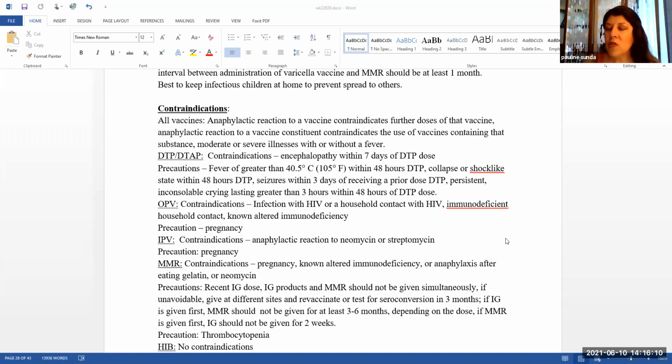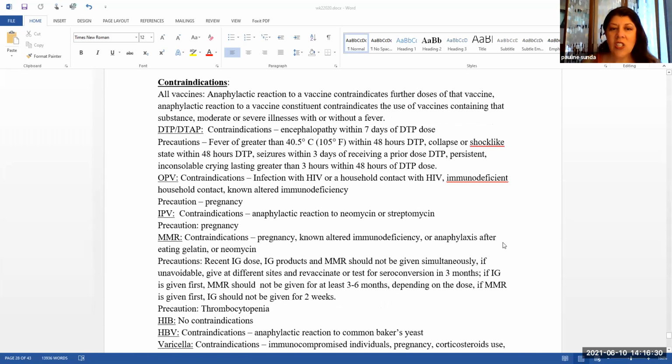Polio is almost eradicated in the world. There's only a few more places that still have it, and I believe that's Pakistan and Afghanistan. So, inactivated polio vaccine, this is actually an injection, and this is what we give worldwide now.